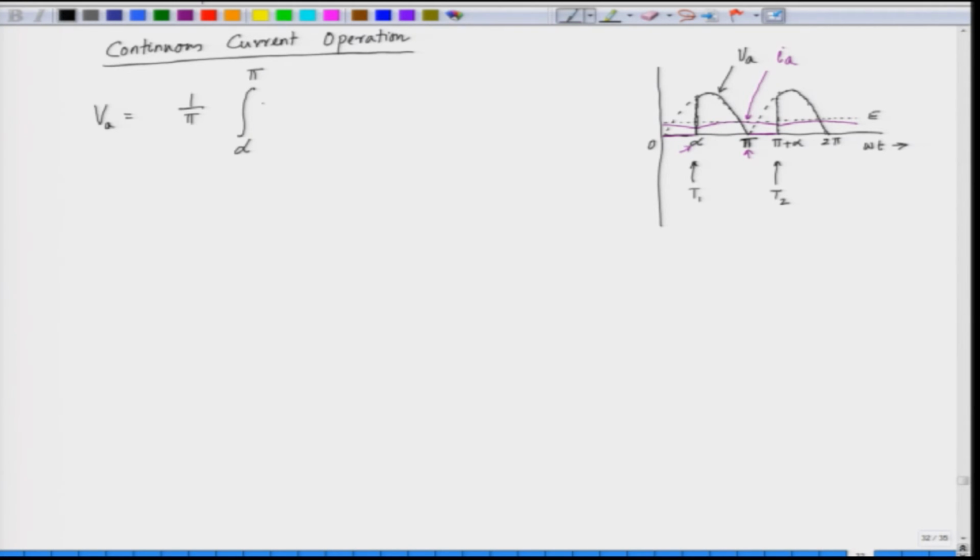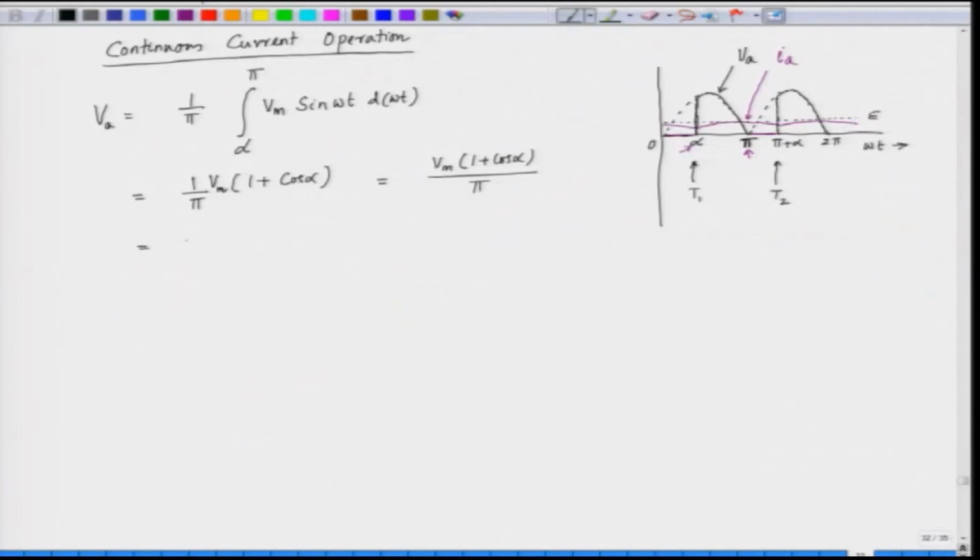So, we just have to integrate from alpha to pi. When we integrate from alpha to pi, the input is V m sin omega t over d omega t. What we get here is 1 by pi into 1 plus cos alpha into V m, or we can rewrite it as V m into 1 plus cos alpha by pi. So, this is the output average voltage for continuous conduction, and continuous conduction happens for low values of speed.